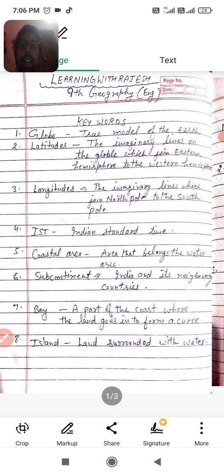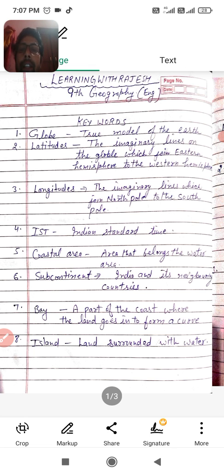In ninth class geography, today we are going to start lesson number 1, India, size and location. So, in this English medium class, we are going to start it with keywords. So, first one, globe. You know that globe is the true model of earth. You learned it in 6th class also.